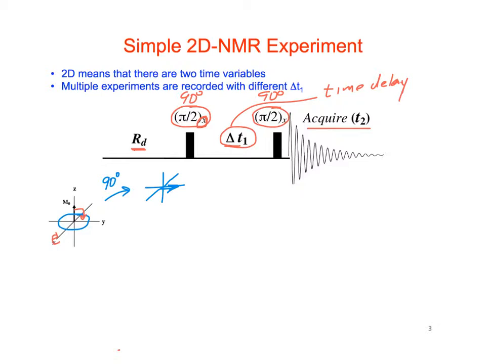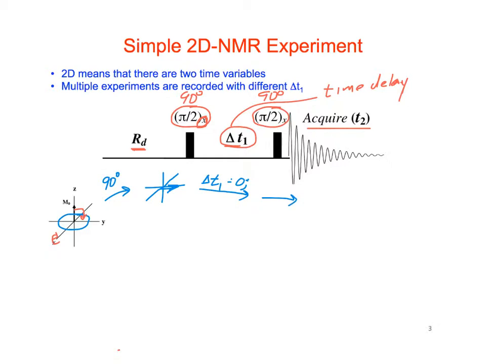Okay? So now we're going to have our T1 time delay. And so let's start out just with delta T1 equal to 0. Okay? And so now we're going to do another, well, let's do this in 2 steps. I just got to be able to fit it all in here.